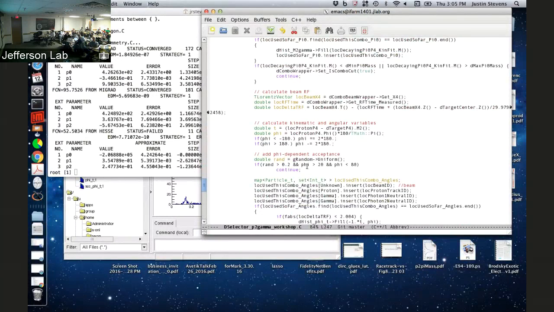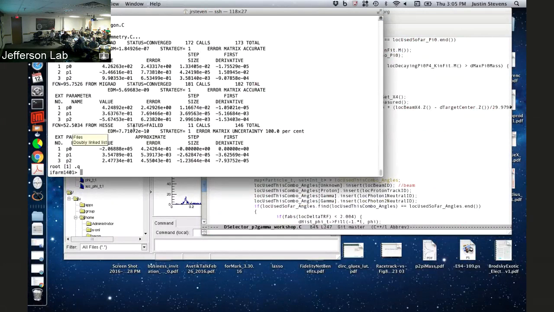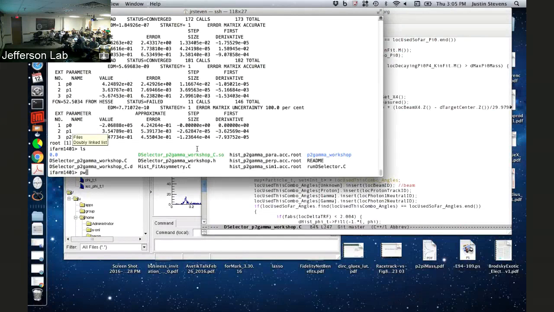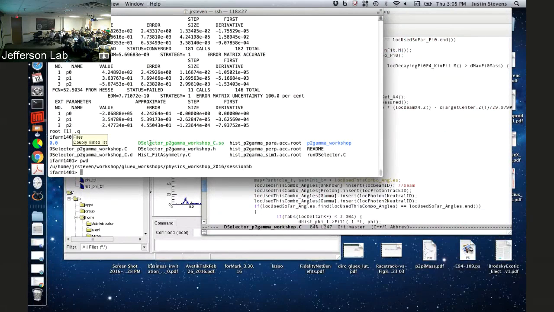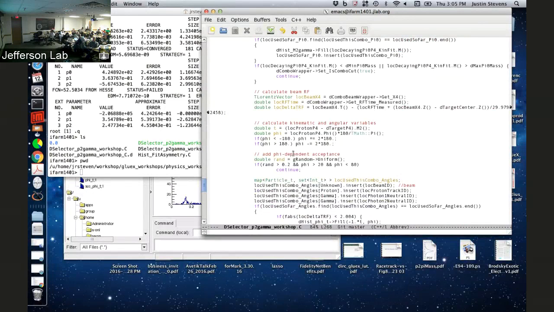Which file is that again? This is in the deselector, so it's inside session 5B, this deselector P2 gamma workshop. You can look in the region where the phi angle is defined. There's a place where you calculate the kinematic variables. It's line 100 or 264 in the deselector.